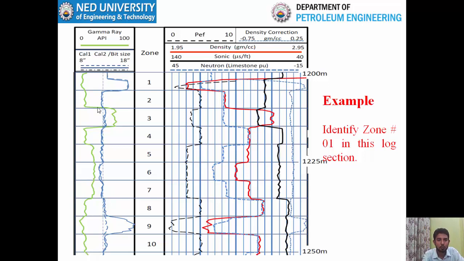So the hole shape is circular and the hole size is around 17 inch, much higher than the bit size. The bit size was 12.25 inch and the hole size is around 17 inch. So you have a large washout or caving-in zone, number 1.